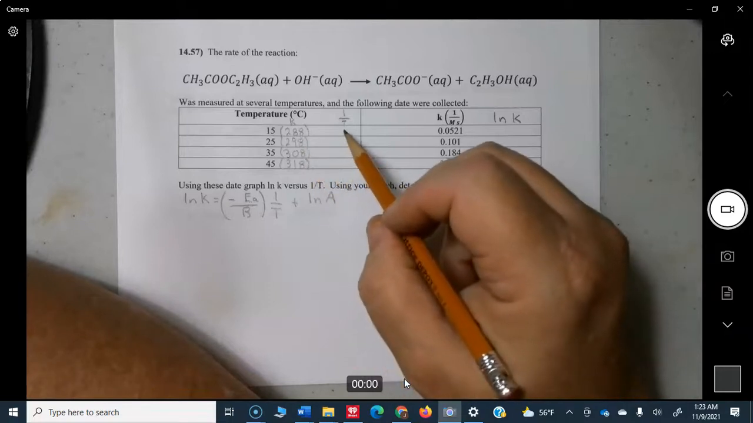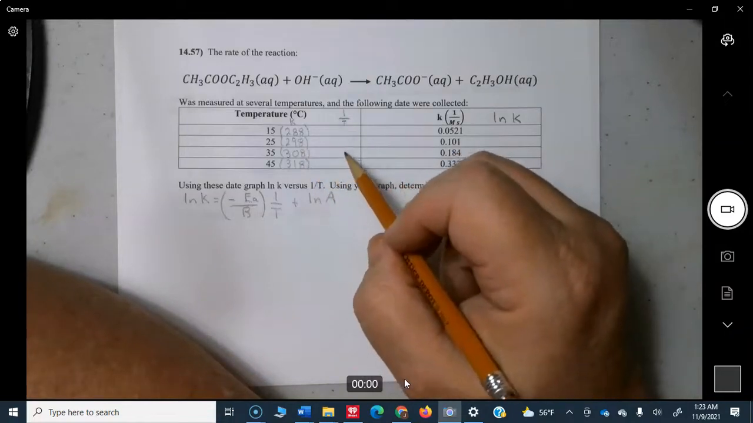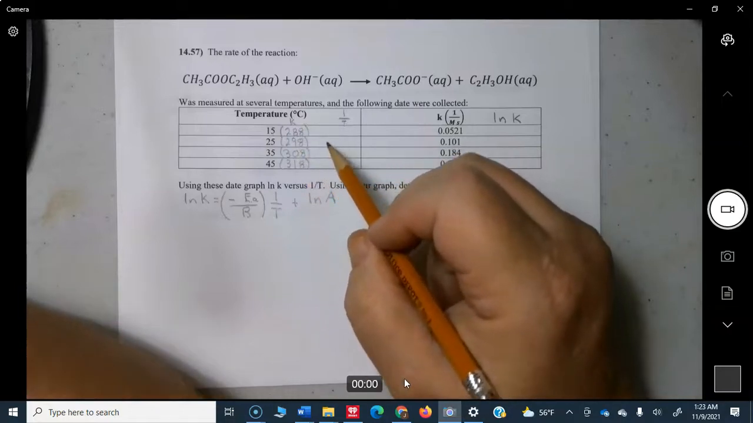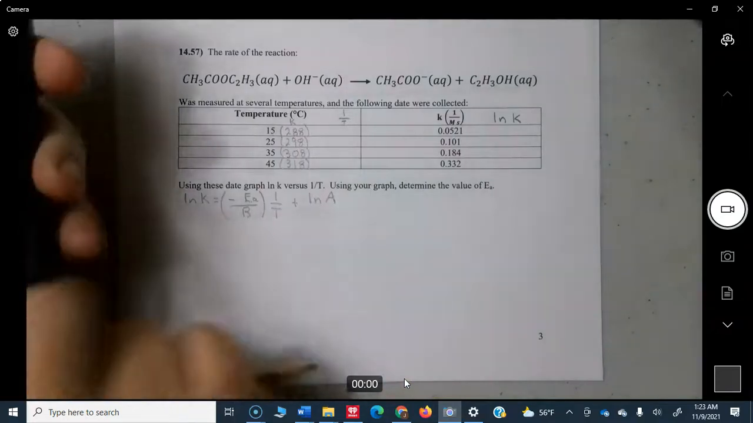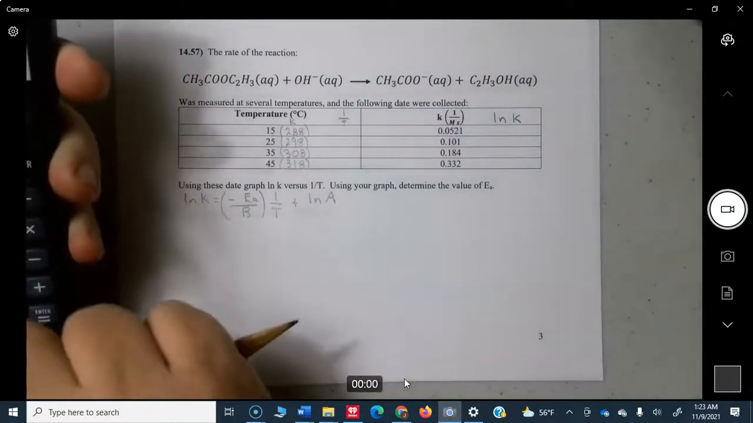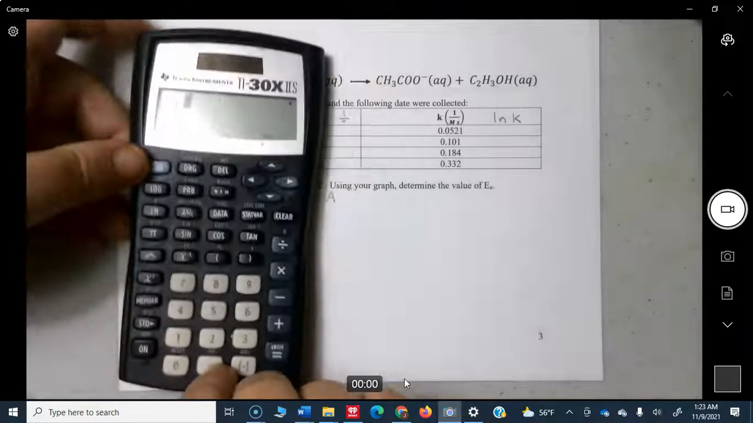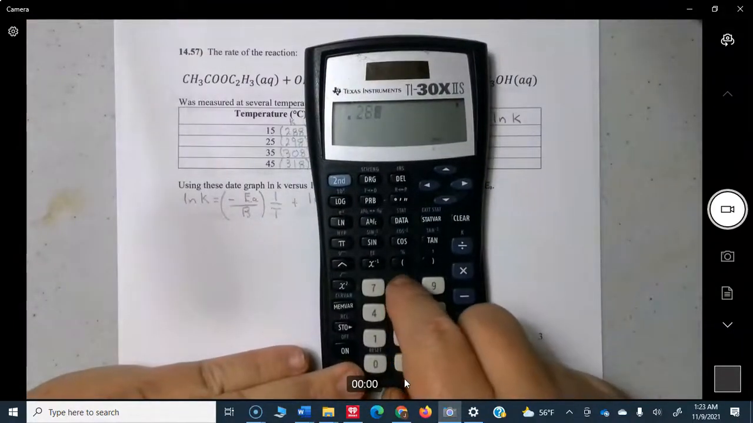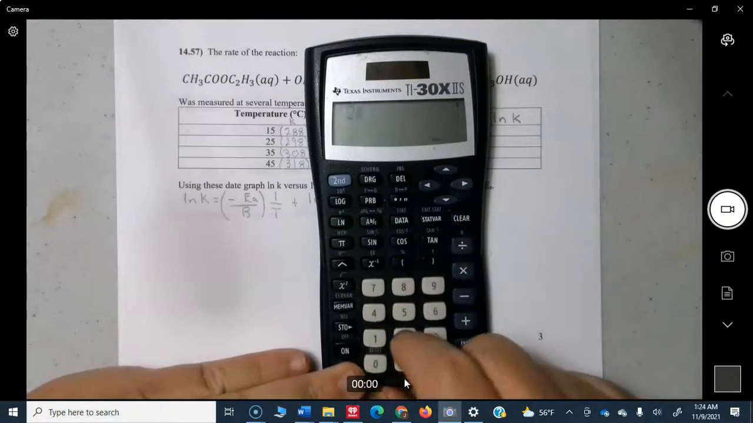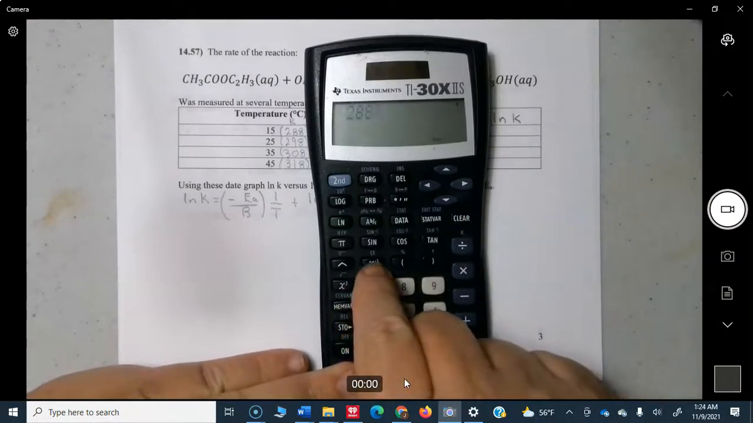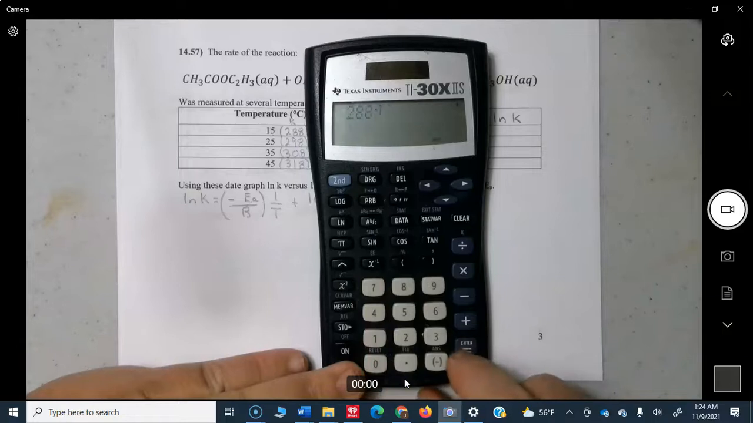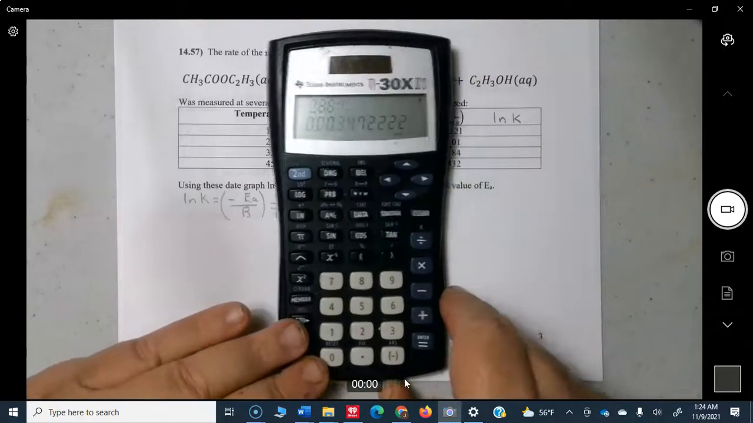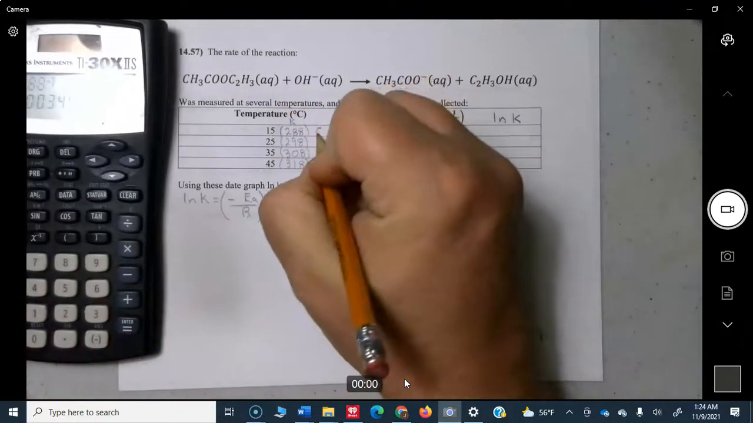Now I'm going to pause the video here just briefly, and I'm going to calculate the 1 over T for each of these. I'm simply going to take the reciprocal here. So I'll go ahead and do that on one of them. So 288, and I hit the x to the minus 1, that's reciprocal, and that gives me this. And I should really write this in scientific notation, but I'll go ahead and just write it out as a decimal number.